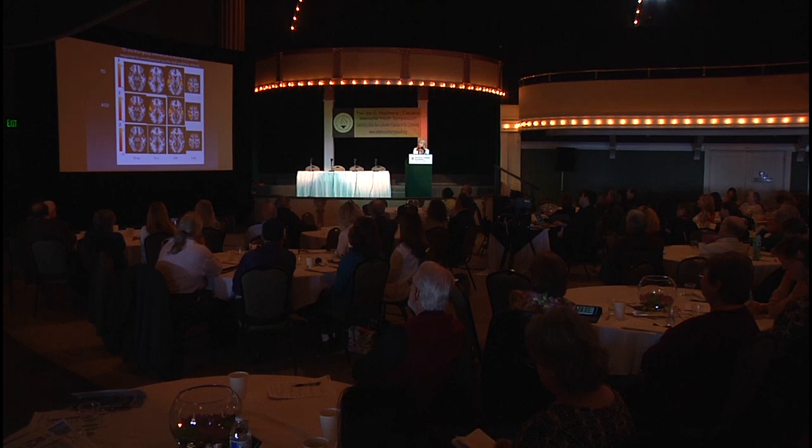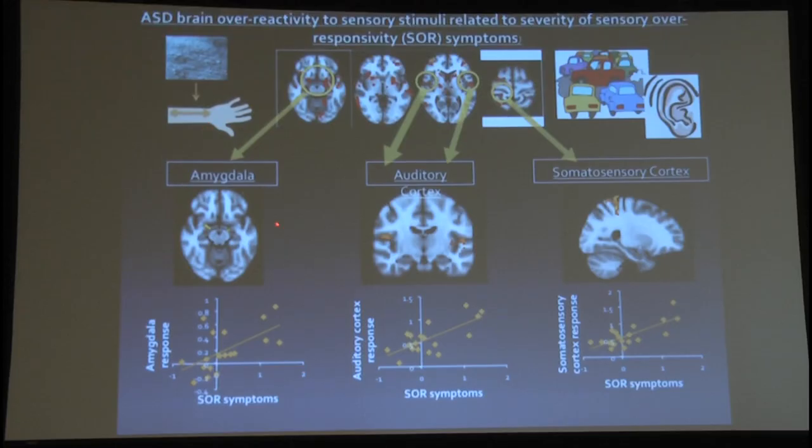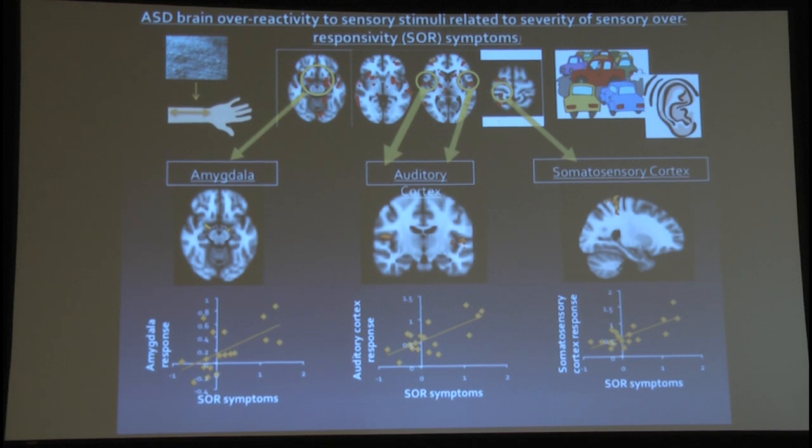They actually show more activity in these sensory areas than typically developing kids. So basically, it's just another way of looking at the same data. Scratchy fabric, they show more activity in the bad emotion fear center, more activity in auditory cortex, more activity in somatosensory cortex. So this for the touch, this for the loud noises. And what's interesting is that this increased activity is associated with the severity of their symptoms of sensory over-responsiveness.